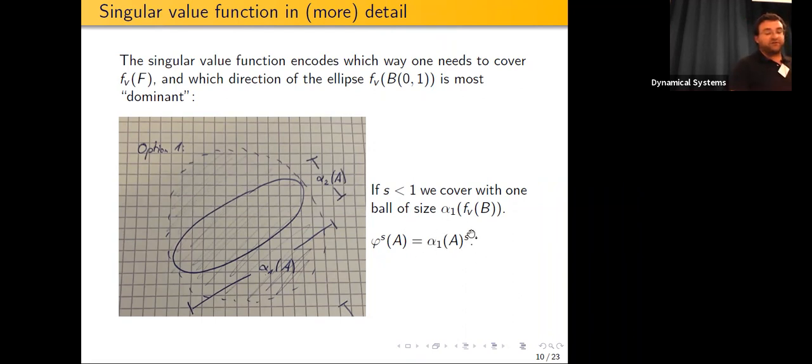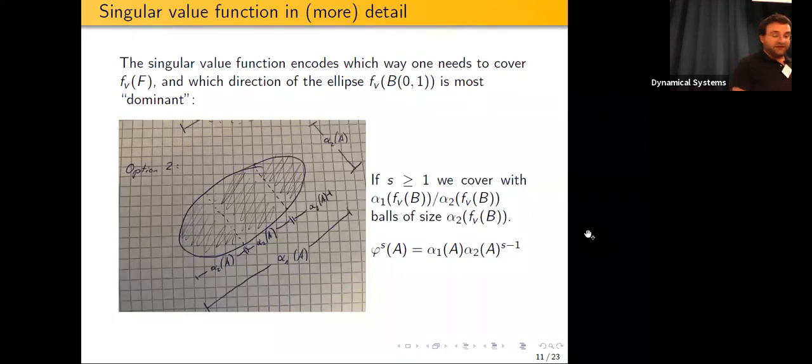And this is just what the singular value function tells you to take. You take the major axis of this ellipse and you take this to the power s. That's how you cover it with this one ball of this size. But if you have a higher value of s, then maybe a different way of covering this is better. You take the minor axis and you want to cover it with sets of the minor axis. How many do you need? Well, you need the major axis divided by the minor one. And that's exactly what's happening here.